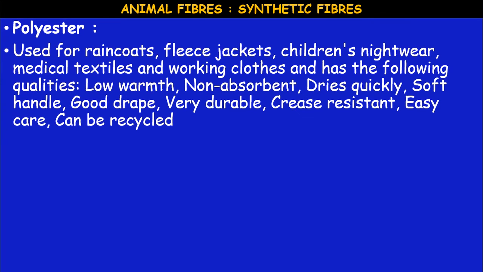Now we come to the synthetic fiber polyester. Polyester is used for raincoats, fleece jackets, children's nightwear, medical textiles, and working clothes. It has the following qualities: low warmth, non-absorbent, dries quickly, soft handle, good drape, very durable, crease resistant, easy care, and it can be recycled also.